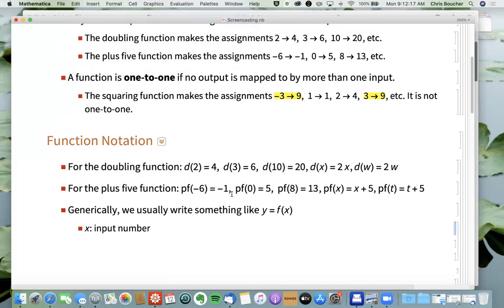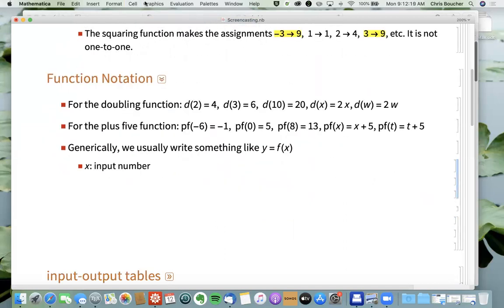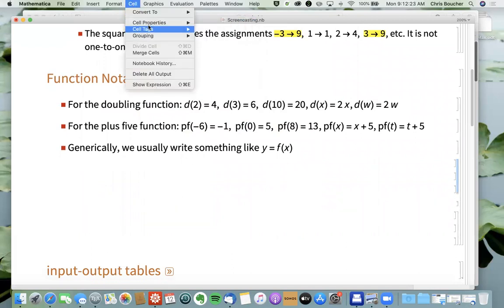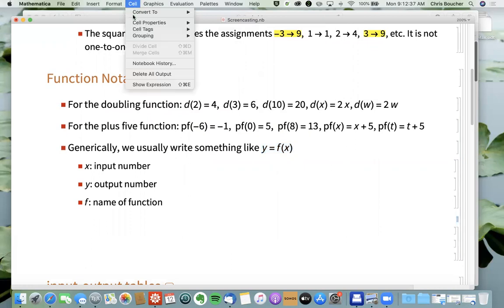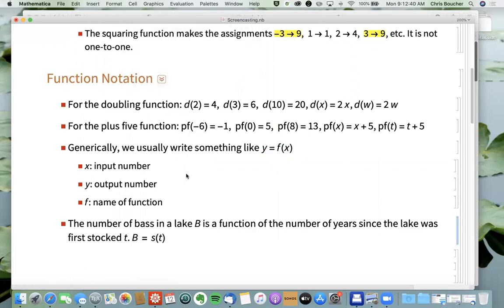All righty. So again, X is the input number, Y is the output number, and F is the name of the function. That's how to interpret all of the symbols in an expression of functional notation like that one highlighted in blue. So what comes next here?